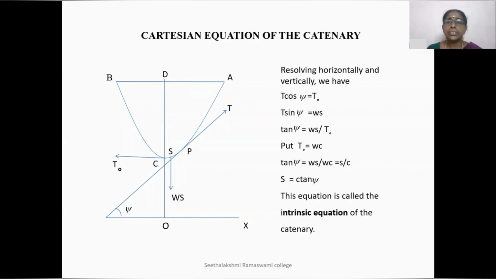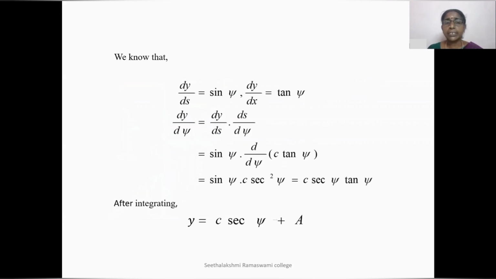Now we derive the equation by resolving the forces horizontally and vertically. First, we resolve the force PT along the horizontal axis OX and the vertical: T cos psi equals T naught, and T sin psi equals WS. Dividing these two equations, we get tan psi equals WS by T naught. Put T naught equal to WC. Substituting T naught in tan psi, we get tan psi equals WS by WC, that is, S by C. That implies S equals C tan psi. This is called the intrinsic equation of the catenary.